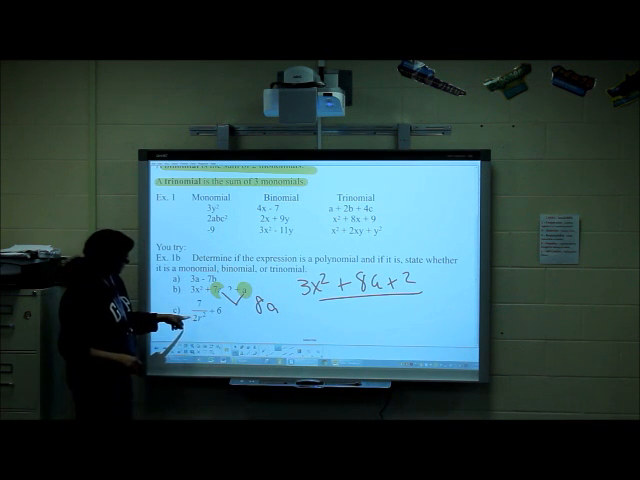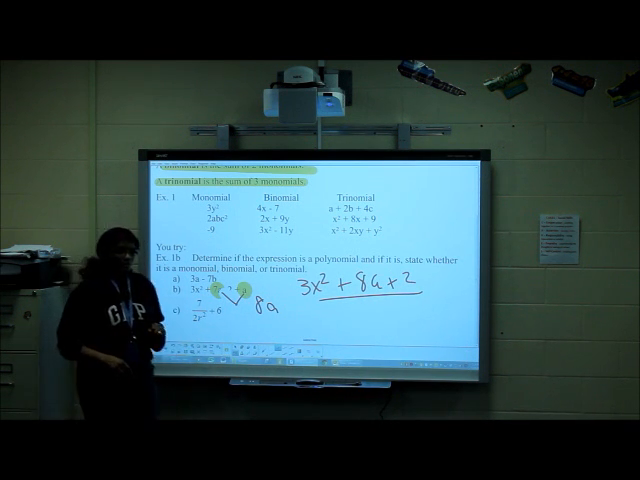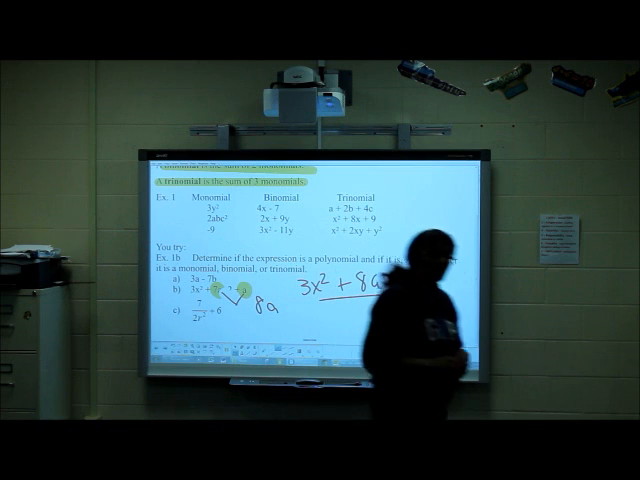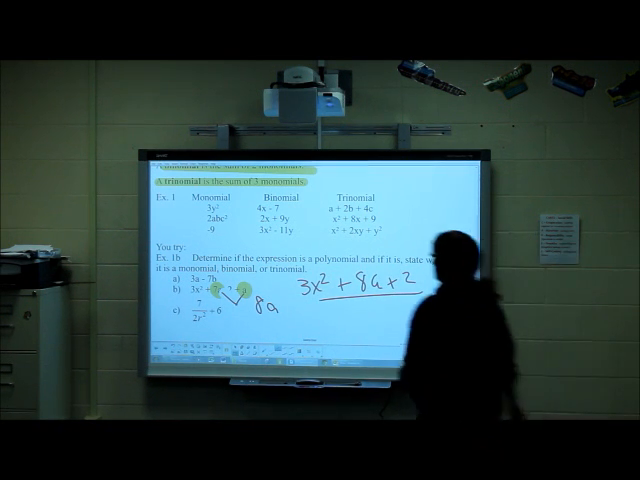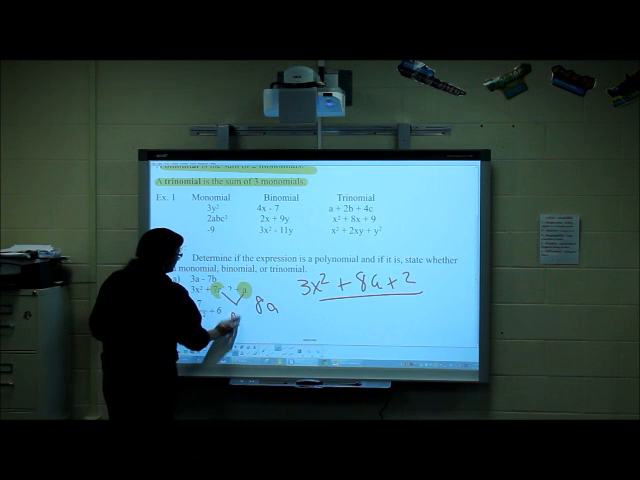What about this one? It's not one. Because the variables are on the bottom. Division by a variable, not a monomial. So this one is not. Very good. You remember it.